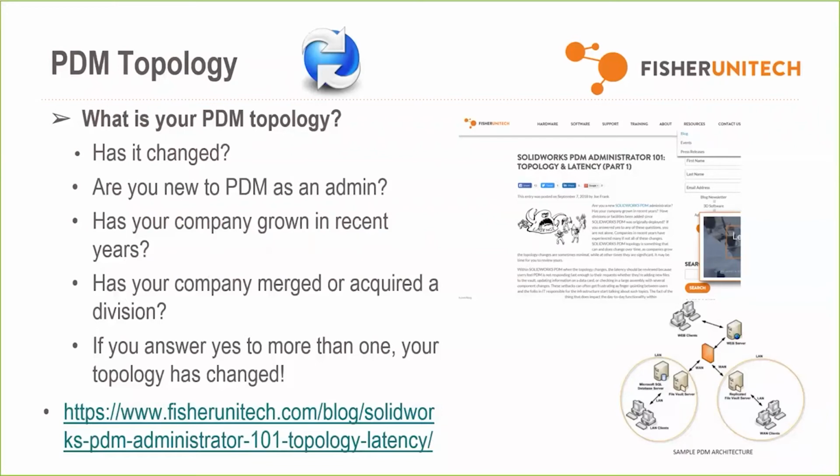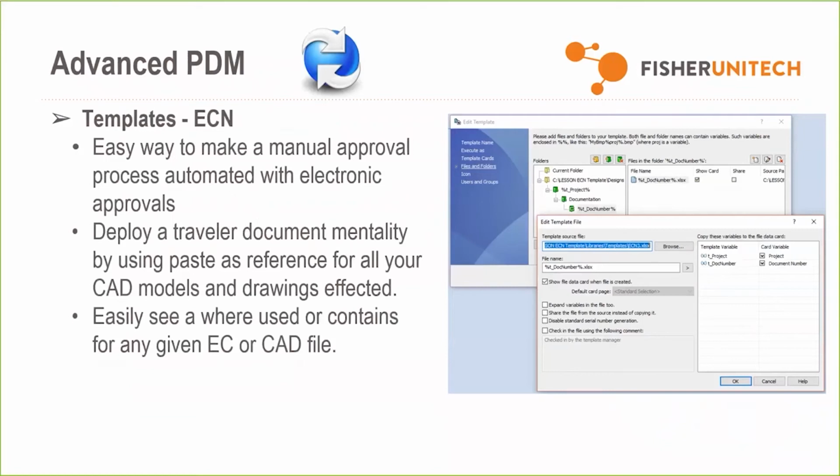Advanced topic. Again, another one is templates. A lot of you are probably using templates. So when I point out, in this case, the ECN template, you go, been there, done that, using it, love it, it's awesome, great. Electronic approval process of engineering changes. But it's a form of a template.